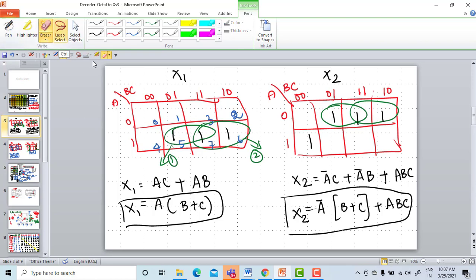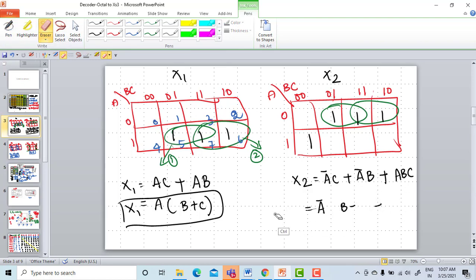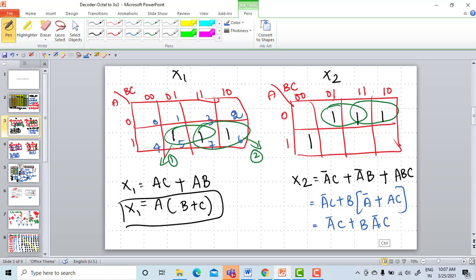Even simplification is possible here. Let me check here. Instead of taking like this, I can take B commonly out, A bar plus AC, A bar C. So A bar C plus B into, this one can be written as A bar C. So A bar C again into 1 plus B. 1 plus anything is 1. So finally x2 is A bar C.